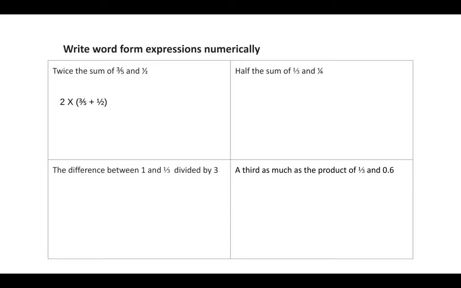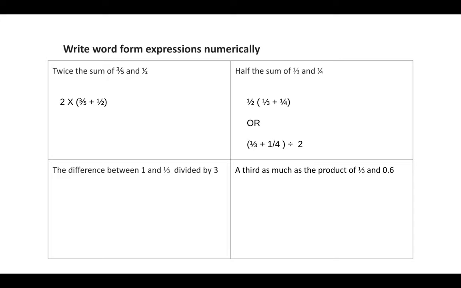Okay, looking at the problem right next to it, half the sum of 1/3 and 1/4. Well, again, we're talking about the sum of those two fractions, so that's going to look similar. This time we're talking about half of that sum though, and there are two ways that we can show that. We could either show it as 1/2 times the sum of 1/3 and 1/4, or 1/3 plus 1/4 divided by 2. Because dividing by 2 or multiplying by 1/2 will give us the same answer.